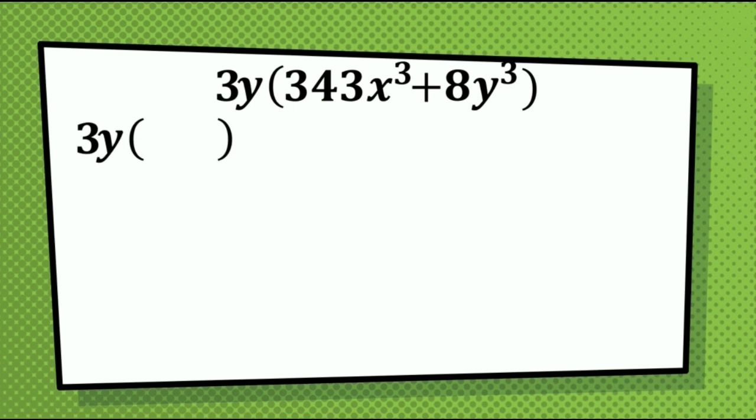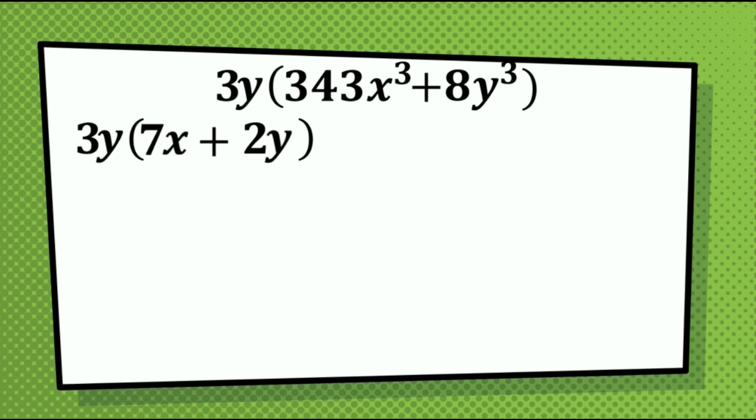Get the cube root of the first term. 343 cube root is 7. X cube root is x. The given is sum, therefore we will use positive. Cube root of 8 is 2. Cube root of y cube is y.